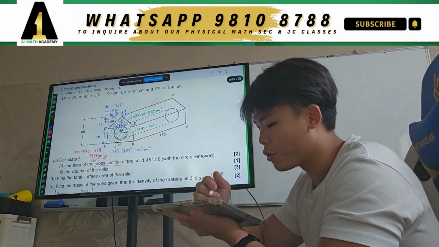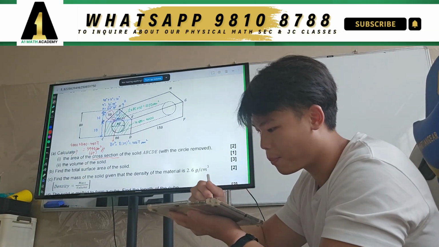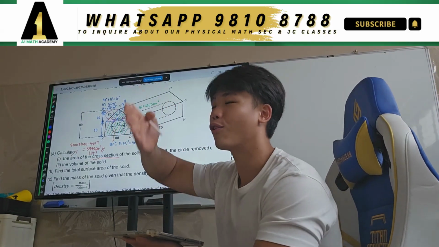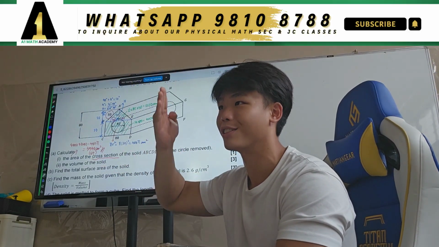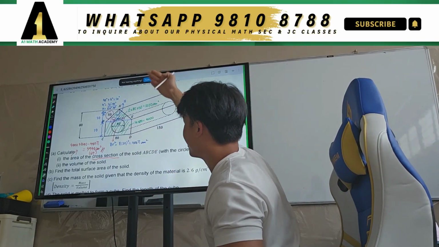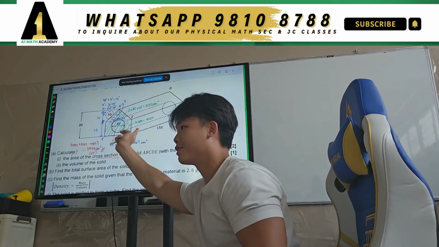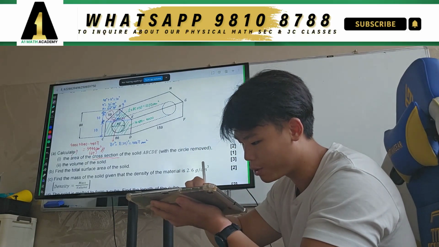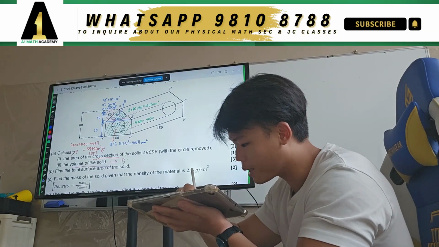Okay, but the thing is that we already know what's the base area, right? The base area is this. Does this figure have a uniform cross section? You know what's uniform cross section? Uniform cross section means no matter where I cut, I will still get this space over here. So since it has a uniform cross section, the formula for this one is just base area times height.